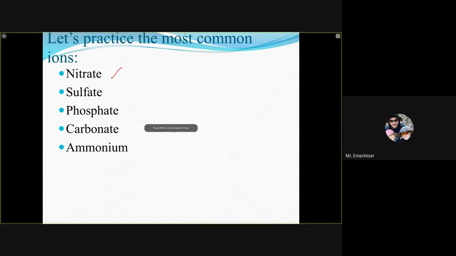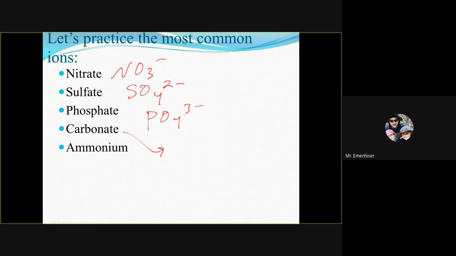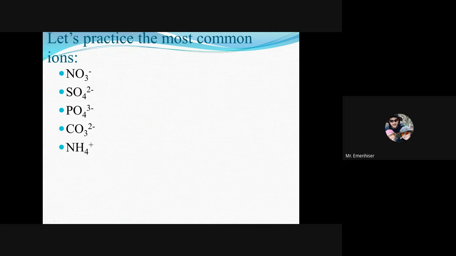Nitrate is NO3 with a -1. It's a very common ion. Sulfate is SO4 with a 2 minus. Phosphate is PO4 with a 3 minus. Carbonate, and I'm going to have to label this one, is CO3 with a -2. And then ammonium is NH4 with a +1. There's a lot more ions, but these are the common ones. I found these by looking at that chart. All I'm doing is looking on the chart, getting the formula from the name as it's listed. That's it. All right. Let's look at the opposite.